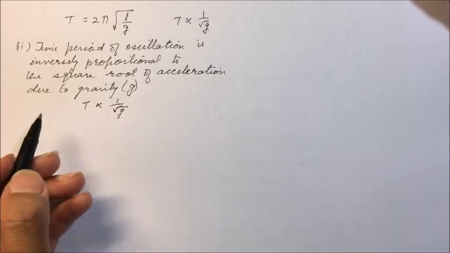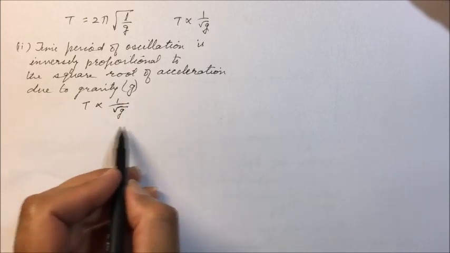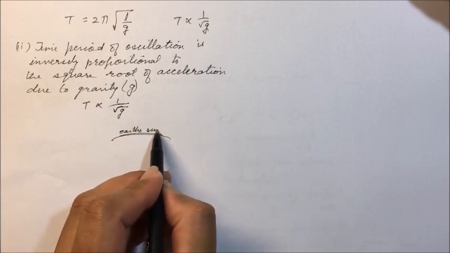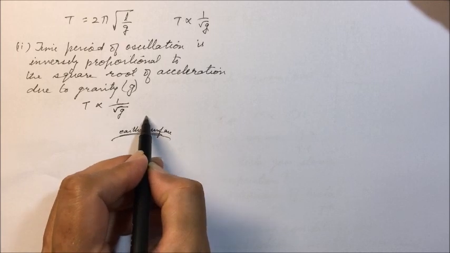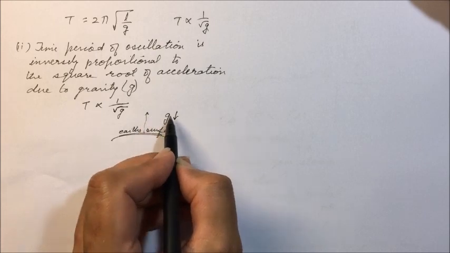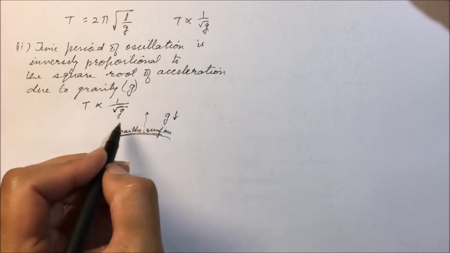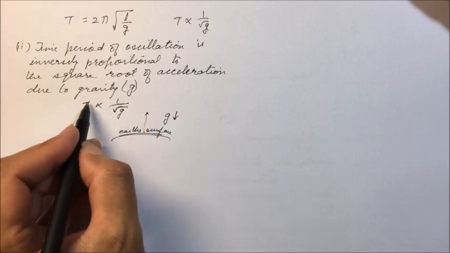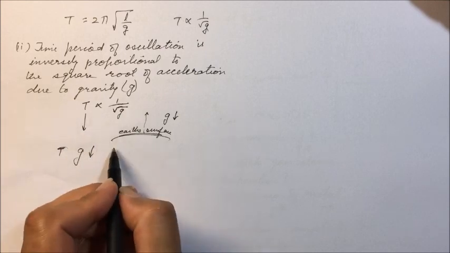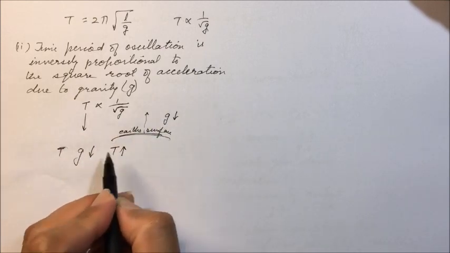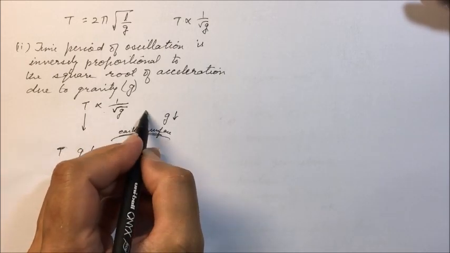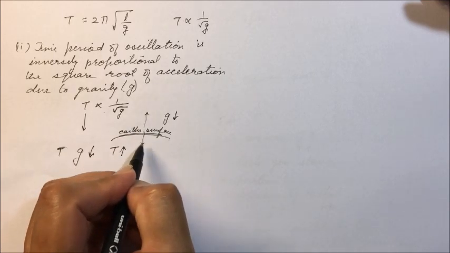Now, for example, this is the Earth's surface. As we go up in the sky, g decreases. So when we take the clock up in the mountains, the time period will increase. As g decreases, the time period will increase. Acceleration due to gravity decreases as we move up in the sky or beneath the earth.